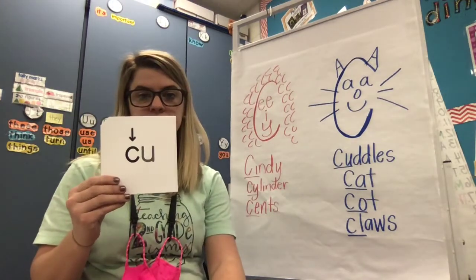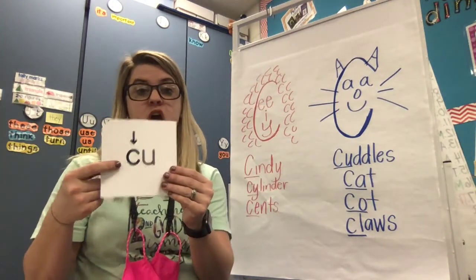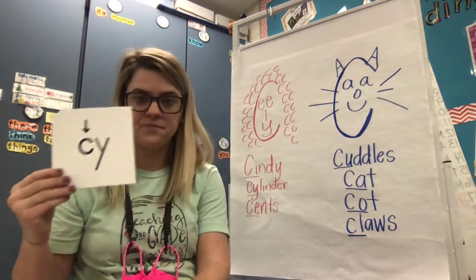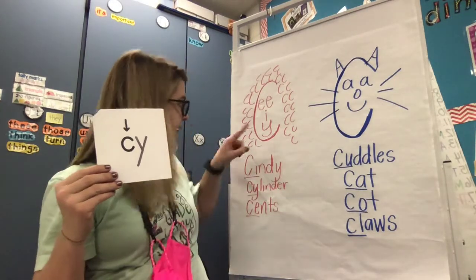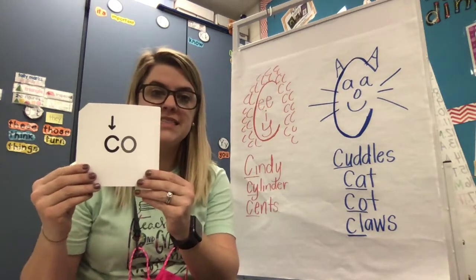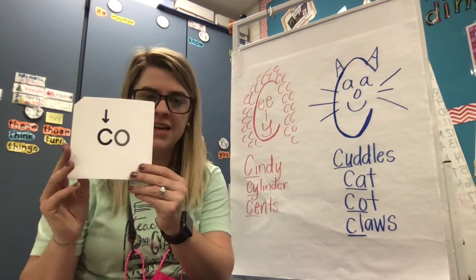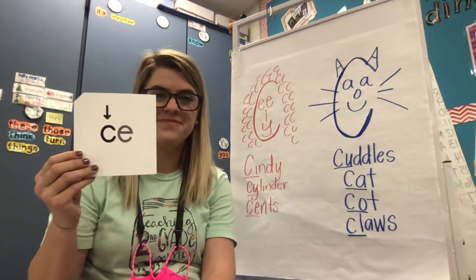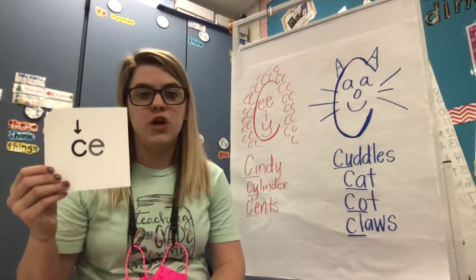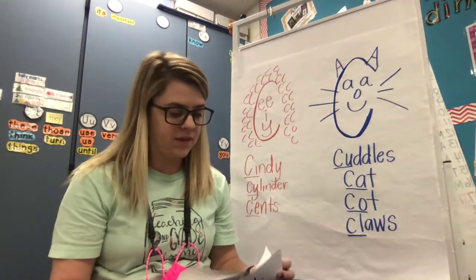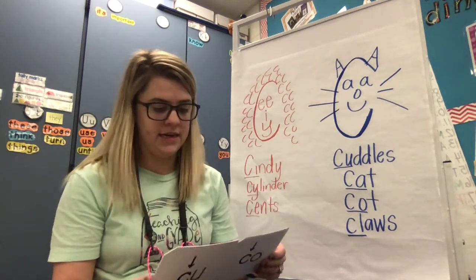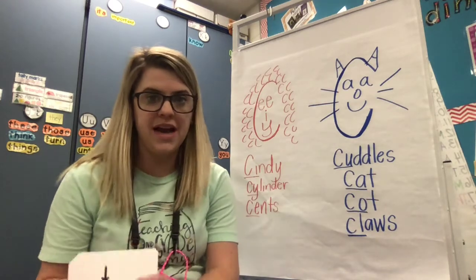All right, let's think about this one. What is our C going to say? It's followed by a U. Cuddles the cat. It's going to say K. Very good. C-Y. Here we go. S. Very good. All right. C-O. K. Very good. All right. C-E says S. Very good. All right, I'm going to mix them up, and we're going to try it again. I'm going to mix them up again. Here we go.